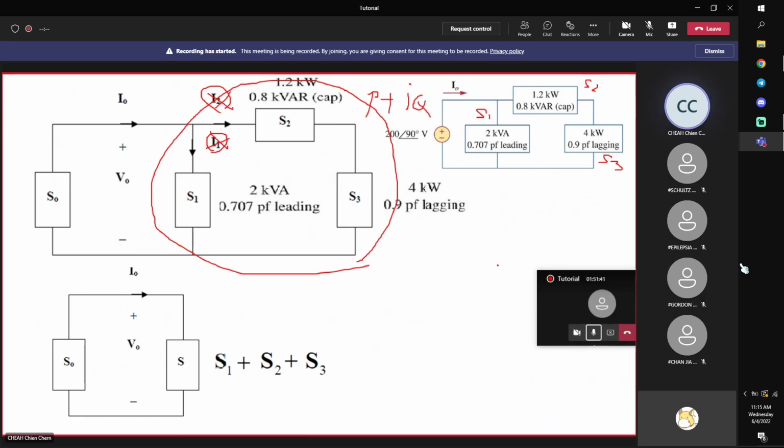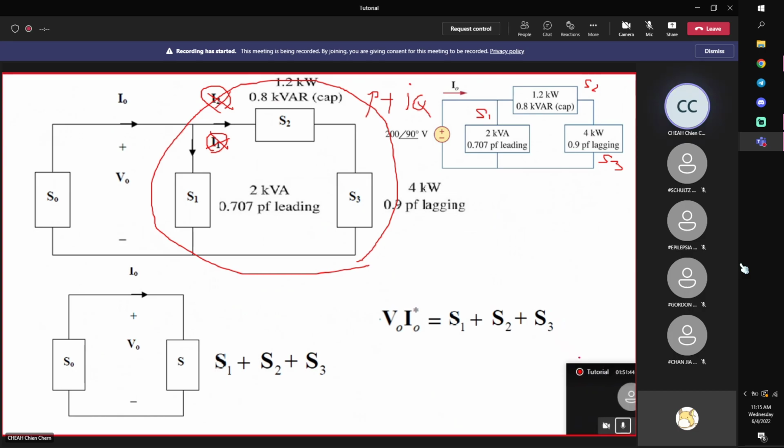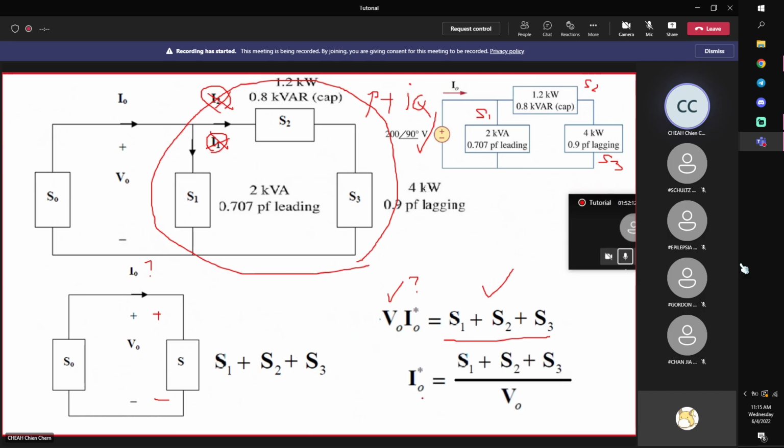And after you add up the complex power, you can use it to calculate your current, right? Because the voltage across it is V0, given. The current flowing through it is what we want to find. We know this one, and we are also given the complex powers S1, S2, S3. So the only unknown is this one, which means you can solve it directly: I0 asterisk is S1 plus S2 plus S3 total divided by V0. These are complex numbers.